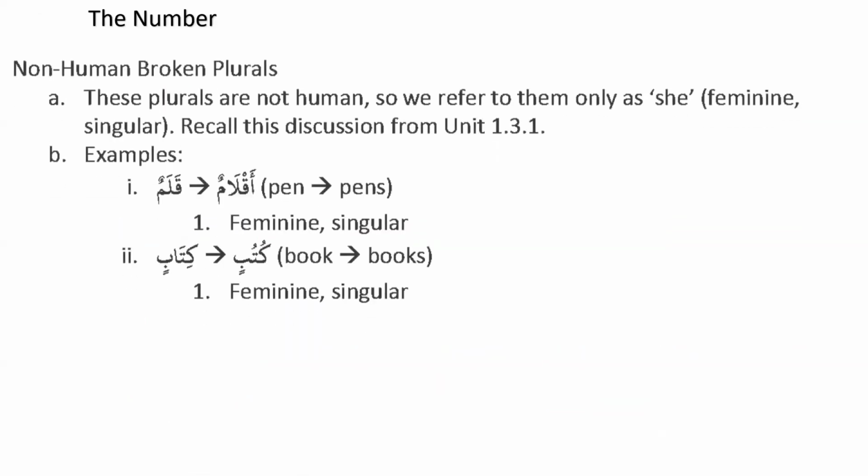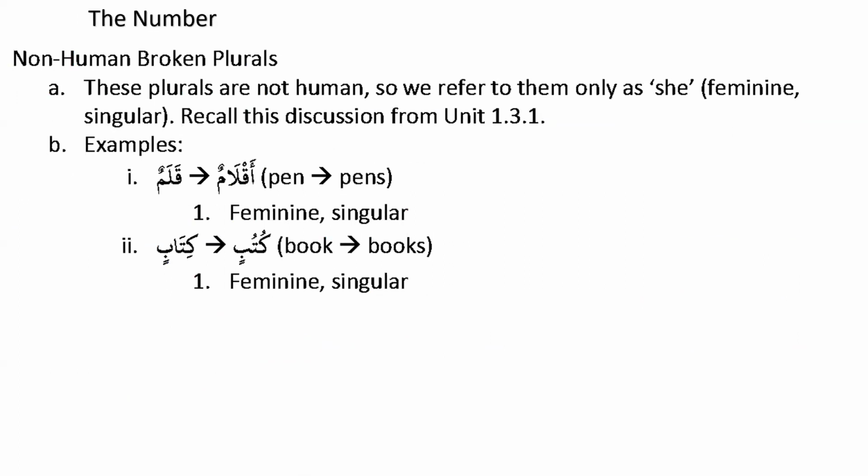Let's look at non-human broken plurals, okay? For example, pen means kalamun. Kalamun is pen, one pen. Aklamun means pens. Okay, but for non-human broken plurals, you have to remember one thing. The word aklamun, meaning pens, its gender is always she because we already learned last week, anything non-human is she, feminine. Okay, and it is singular. It's considered grammatically singular. I know this is weird, but try to concentrate again.